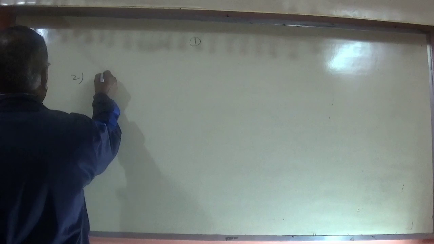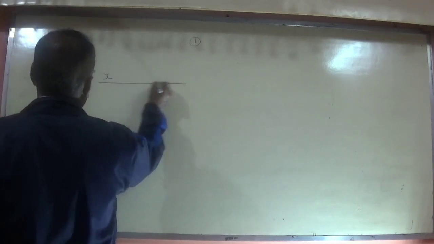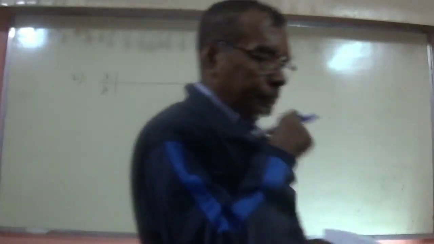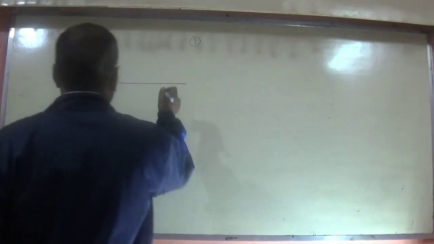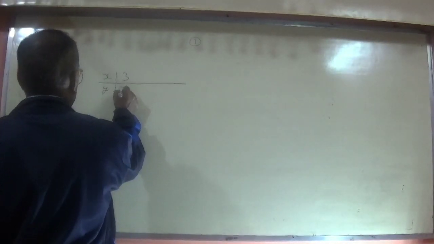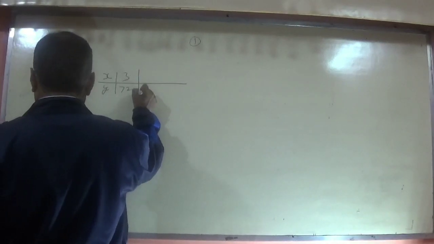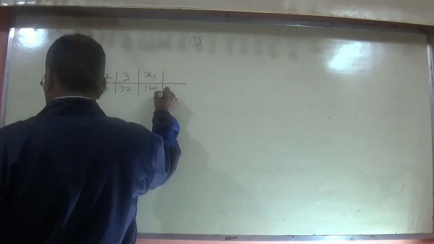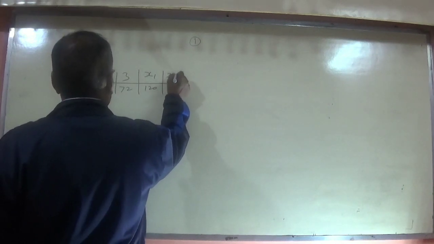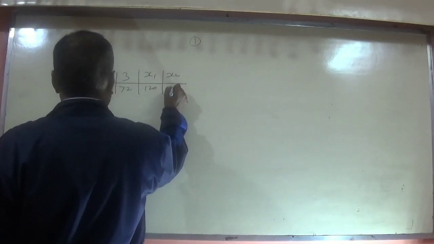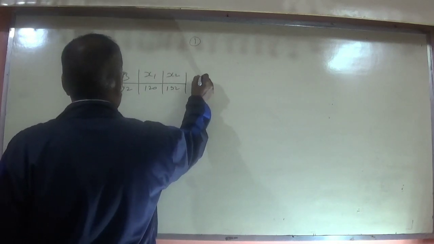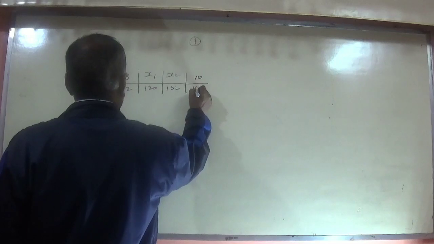A table is again given, x and y. Here it is given 3, here it is given 72. This is given as x1 and 120. This is given as x2 and 192. These are the corresponding values of y. And then for 10, the corresponding value of y is given as y1.